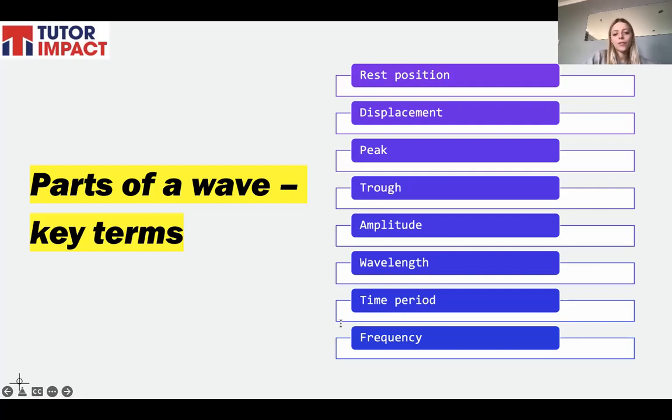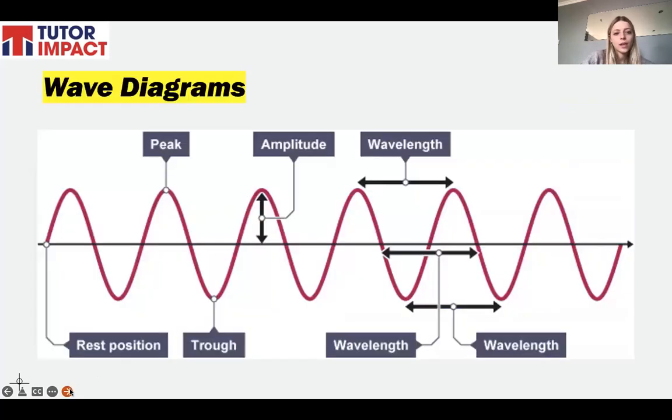And the last one we have on this list here is frequency, which is the number of waves passing a point each second. So it's the number of waves coming through a particular point per second. Now we're going to look at all of these in practice. So you can see here we have a diagram, and this red line here is the wave.